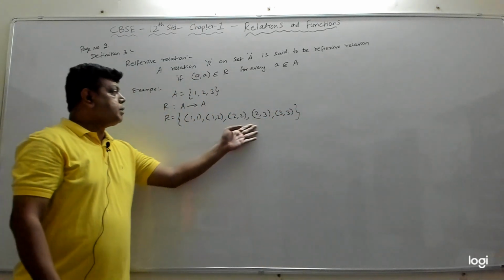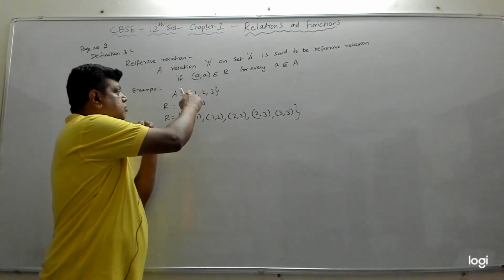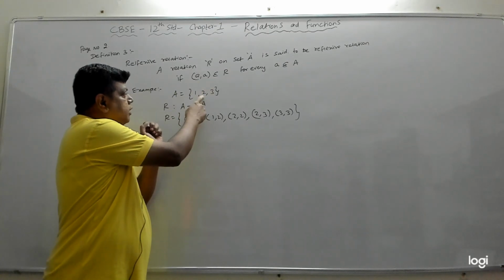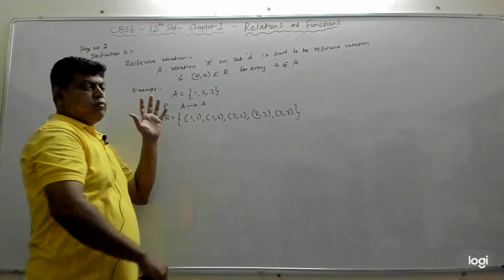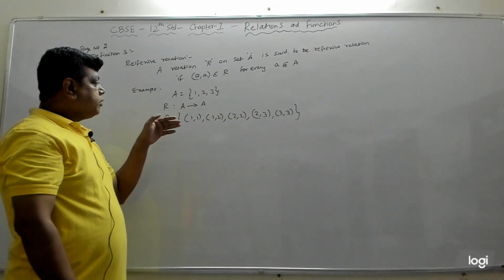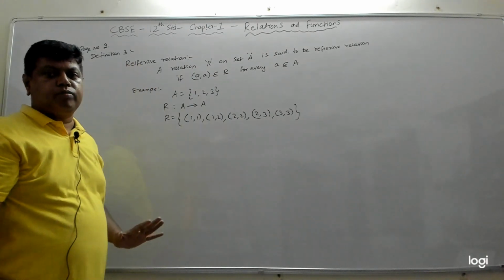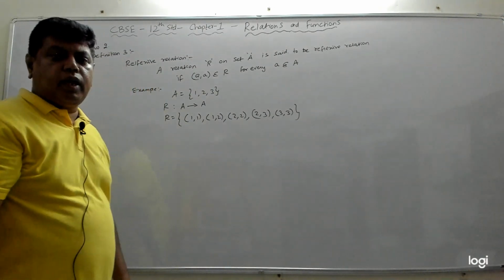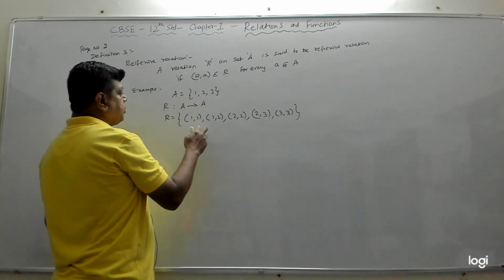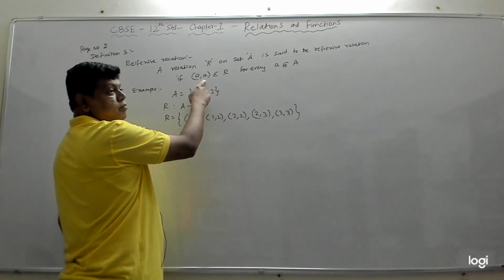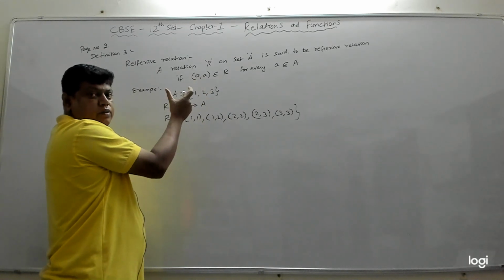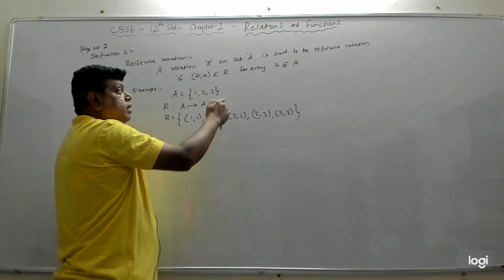These elements are present in A cross A, because A cross A is (1, 1), (1, 2), (1, 3), (2, 1), (2, 2), (2, 3), (3, 1), (3, 2), (3, 3). From the total of 9 elements in A cross A, I have taken some elements. Now the question is: is this relation reflexive? To check that, we have to check the condition (a, a): the first element and second element should be the same, that ordered pair should be in R, and that should be true for every element in A.